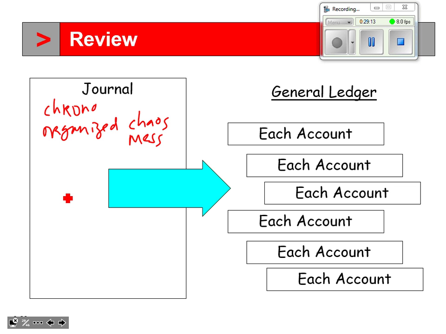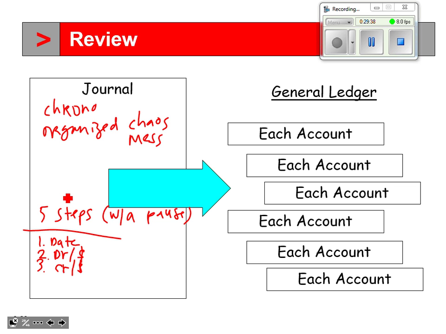money's going out. There are 5 steps, with a pause. Let's hear them again. When we journalize, what's the first step? Date. Then what? Debit in the amount. Credit in the amount. This book wants us to stop and explain. I like to say, pause, and go post.